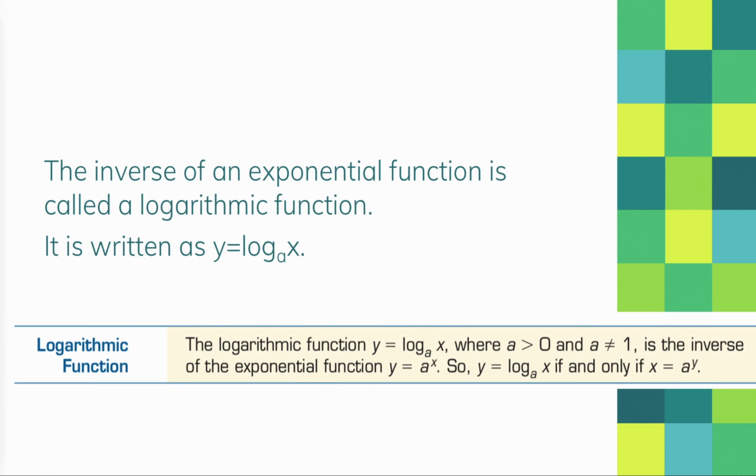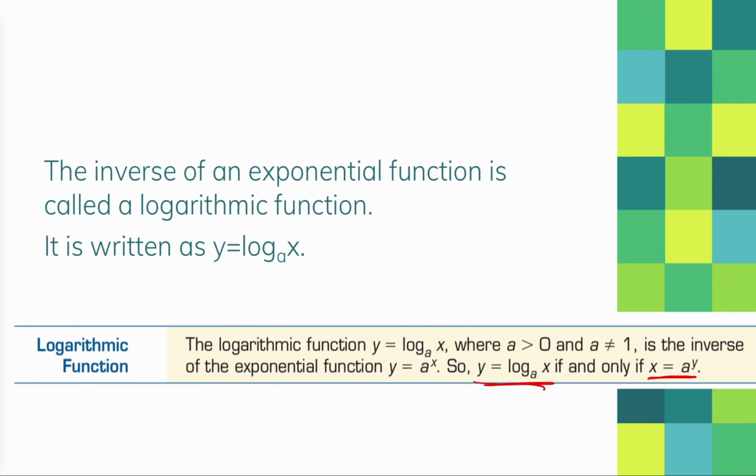The answer is logs. The inverse of an exponential function is called a logarithmic function. It's written as y equals log base a of x. The logarithmic function y equals log base a of x, where a is greater than 0 and does not equal 1, is the inverse of the exponential function y equals a to the x. So y equals log a of x if and only if x equals a to the y.